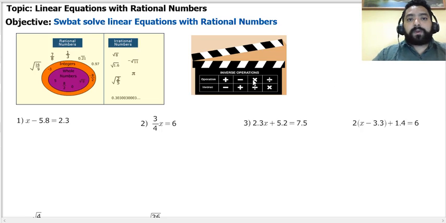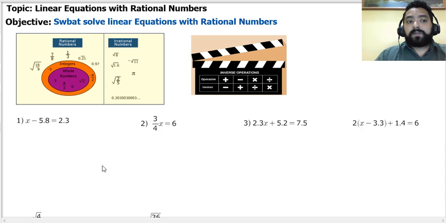We're going to use the inverse operation and the distributive property. It's important to remember these two: the inverse operation and the distributive property. Remember, basically, we need to find a value for the variable. In this case, the variables are x and y.